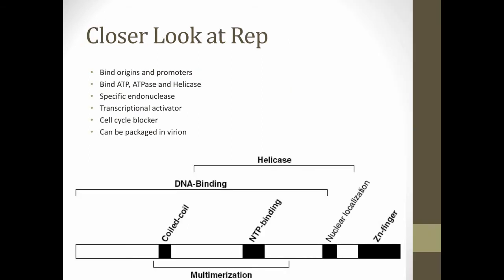It can also act as a transcriptional activator or repressor, and we'll see that for a different virus in a little while. It also has helicase activity, so it can unwind those ends. It's a specific endonuclease, so it introduces a cut at a specific site. Remember, that's a single-stranded nick. It's not a double-stranded break. It can serve as a transcriptional activator. It can arrest these cells in the S phase so that these viruses are able to be replicated efficiently. And again, like I mentioned, sometimes you'll find these being packaged into the virion.